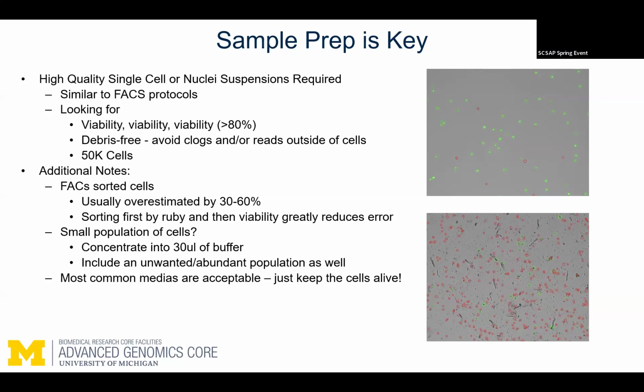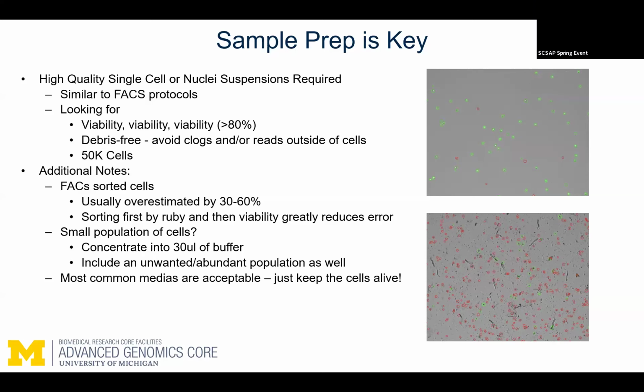There is a dye, it's called Ruby, that we've seen people use that does do a really nice job of separating cells from debris. And if you have a small population of cells, it has to be spun down when you get done with flow, because we need a high concentration, and just stick it in 30 microliters of buffer, because we can dilute so much easier than anybody can try and spin down and concentrate and lose more cells in the process.